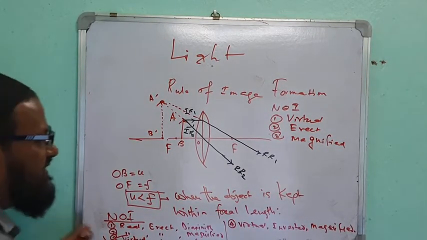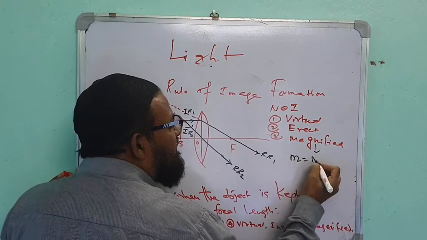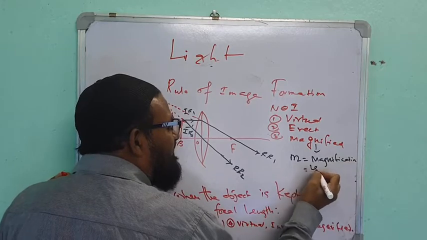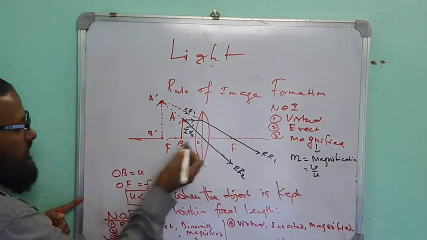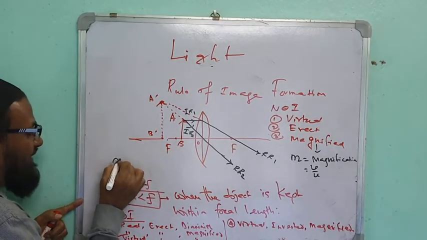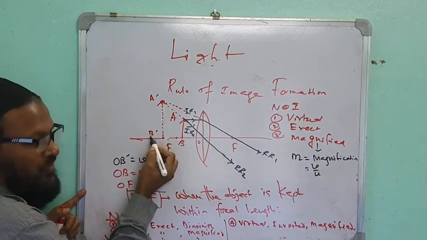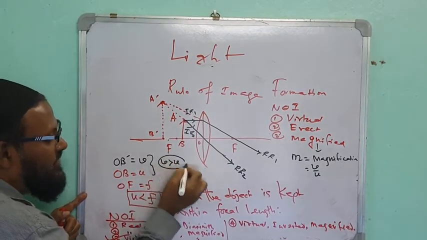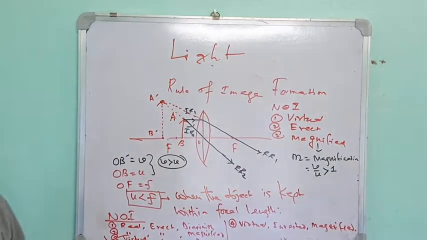Another rule: magnification. Magnification is denoted by a small m. Magnification is V by U. In this case, please see here, OB and OB dash. From the figure, which is greater, OB or OB dash? OB dash is greater. Therefore V is greater than U. Since V is greater than U, the magnification is greater than 1.